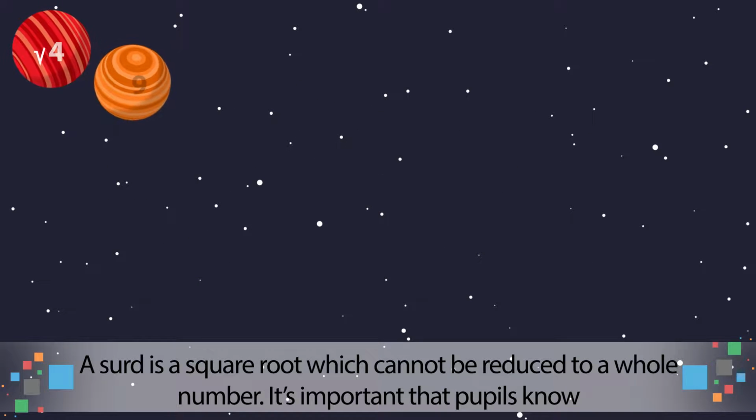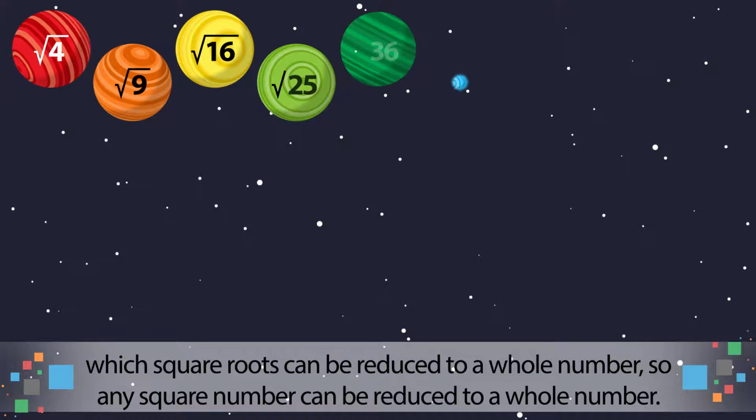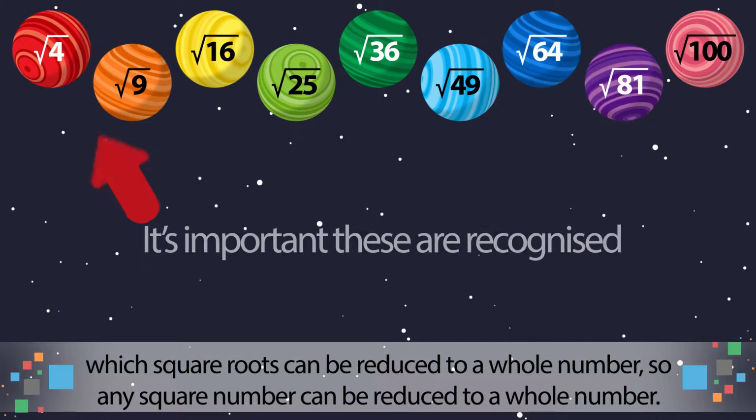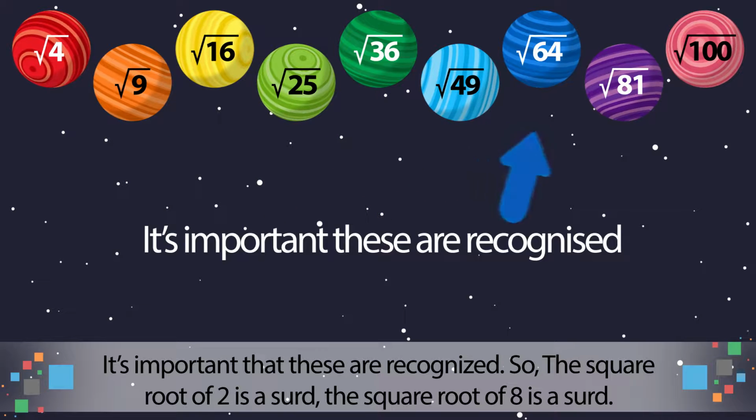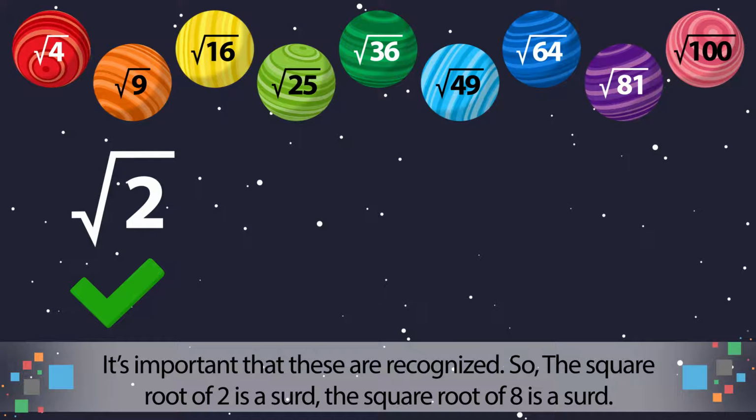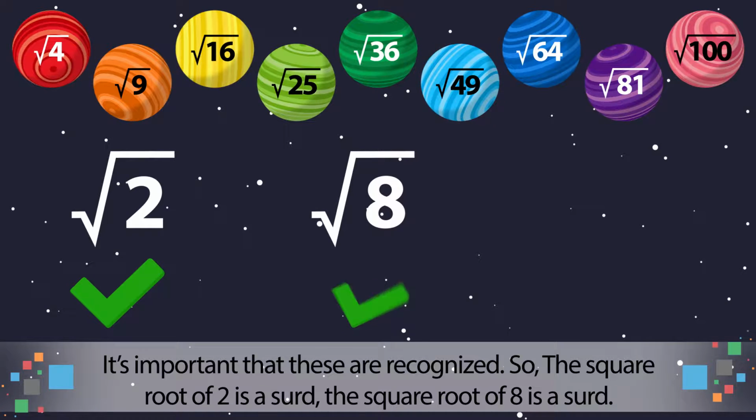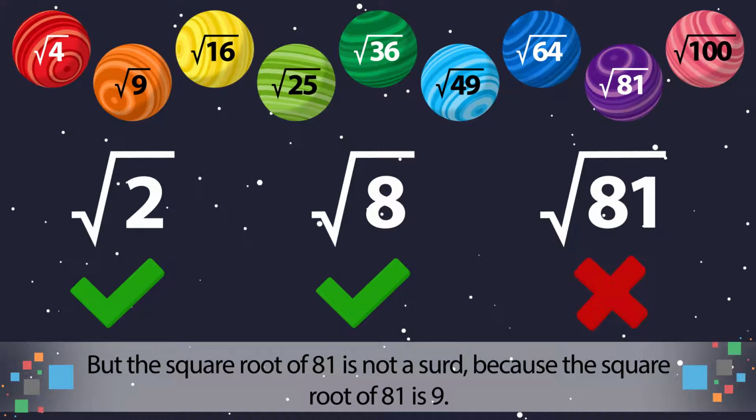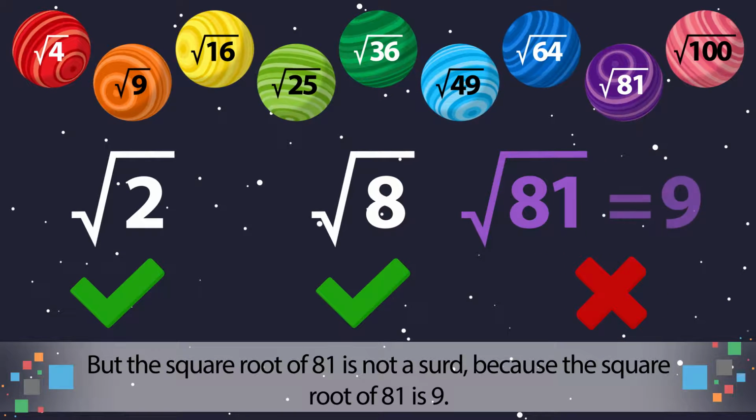It's important that pupils know which square roots can be reduced to a whole number, so any square number can be reduced to a whole number. It's important that these are recognised. So the square root of 2 is a surd. The square root of 8 is a surd. But the square root of 81 is not a surd, because the square root of 81 is 9.